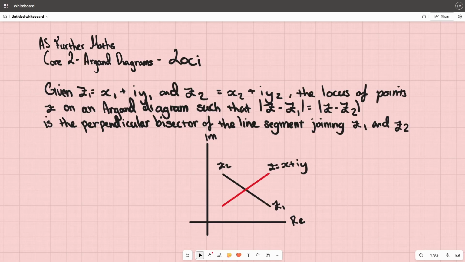Okay, so now given that z1 is equal to x1 plus iy1 and z2 is equal to x2 plus iy2, the locus of points z on an Argand diagram such that the magnitude of z minus z1 is equal to the magnitude of z minus z2 is the perpendicular bisector of the line segment joining z1 and z2. Which means any point on this perpendicular bisector is an equal distance away from the points z2 and z1. So it's the locus of points that is an equal distance away from z2 and z1, and that locus is the red line, and it is the perpendicular bisector of the line that joins z1 and z2.